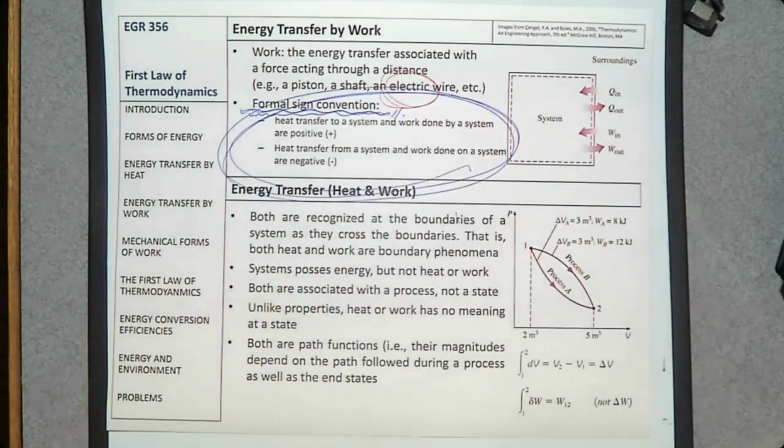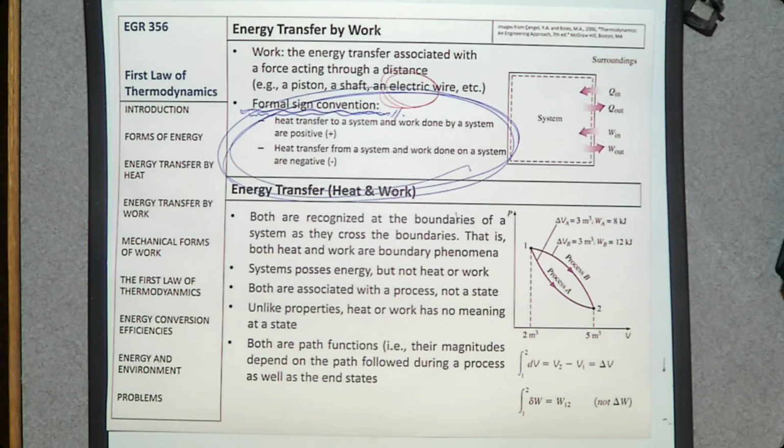Formal sign convention. It's like the plus and minus when you have a battery. It sounds like the electrons come out from the positive, but they come out from the negative, right? So that was a mistake from people a long time ago. Same mistake from a long time ago.